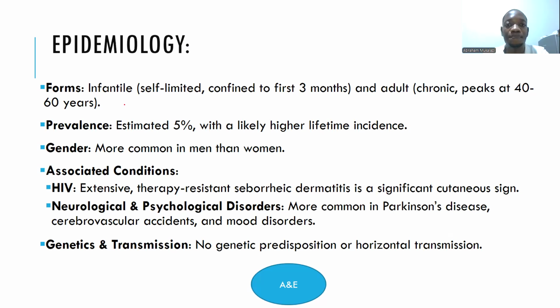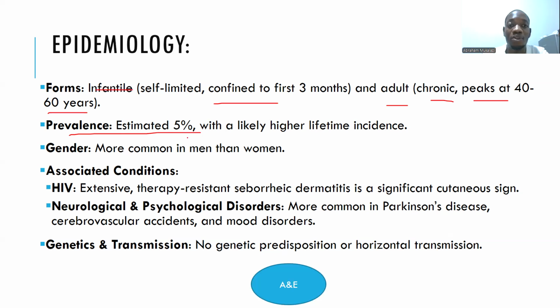So depending on the type that you're looking at, if it is infantile, how common is it? Oftentimes, we usually see it self-limited, confined to the first 3 months of life, and by around 8 to 10 months, the child is clear. And then the adult type usually is a little bit more chronic, and it peaks around 40 to 60 years, but you can also see it as early as 30 years, as early as 20, depending.